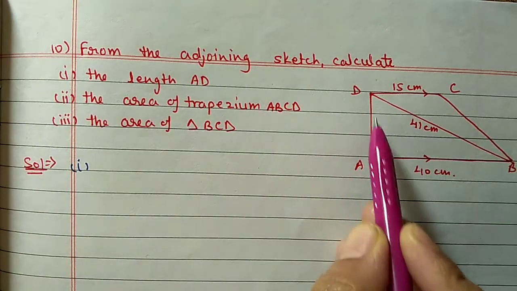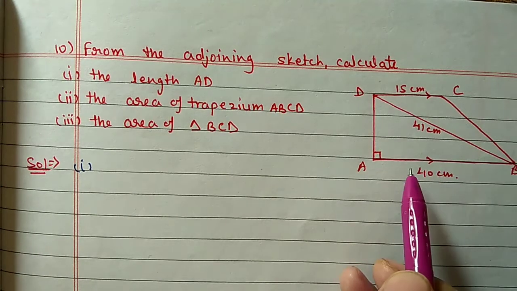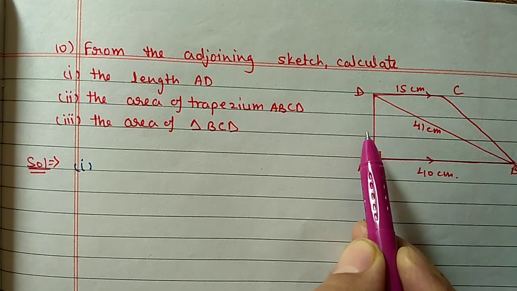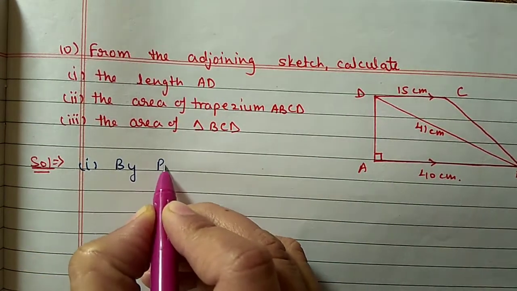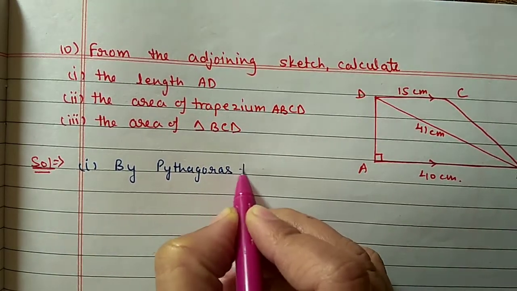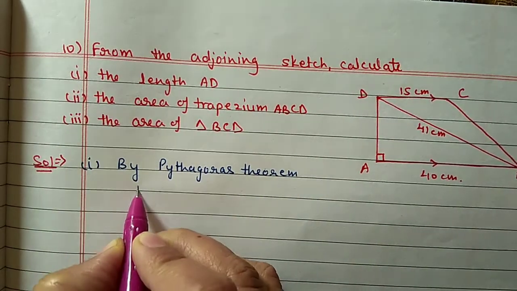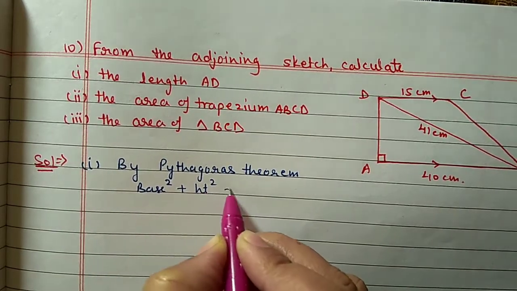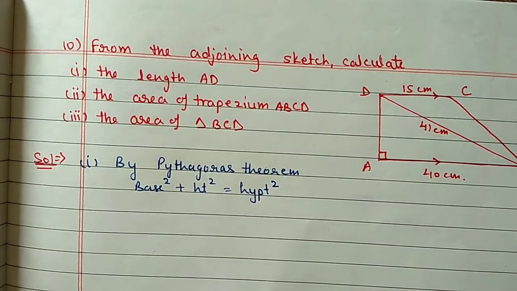You can see this ABD is a right angle triangle. So we can use Pythagoras theorem here to find out this third side. Two sides are given. To find out the third side we will use Pythagoras theorem. So by Pythagoras theorem, base square plus height square is equal to hypotenuse square. Hypotenuse means the side opposite to 90 degree.